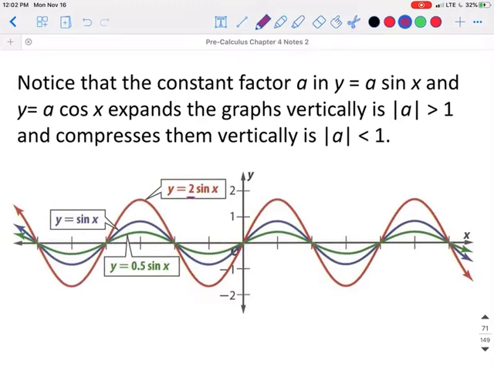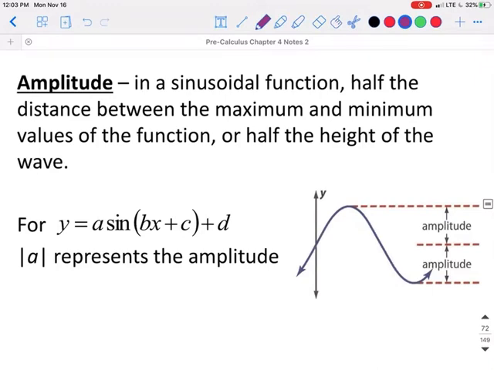And when we have y is equal to 0.5 sine of x, 0.5 is between 0 and 1, it's less than 1, so it's going to be compressed vertically. And so instead of going up to an amplitude of 1, it'll only go up to 1/2. So that value in front of your sine or cosine, that a value, is telling you about your amplitude. And your amplitude just tells you how high up and down your entire function will go.